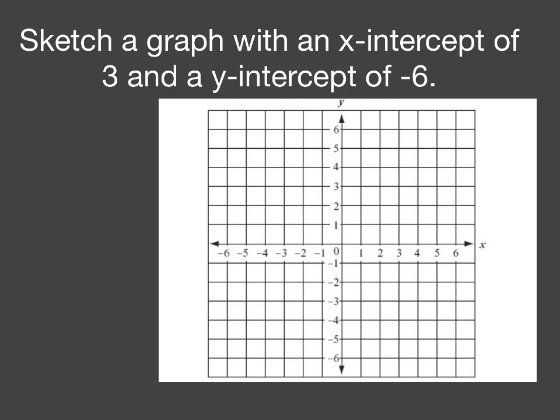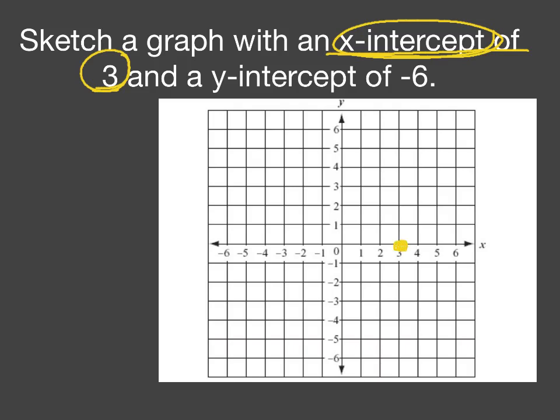It says sketch a graph with an x-intercept of 3 and a y-intercept of -6. This is my verbal description. I'm going to make a graph. So the first piece of information it tells me is an x-intercept of 3. Well, in order for me to graph this, I have to know what an x-intercept is. Well, I know that my x-axis is my horizontal axis. So an x-intercept is simply going to be a specific point on this x-axis, and the point I want is 3. So on my x-axis, I'm going to go to 3 and put a point.